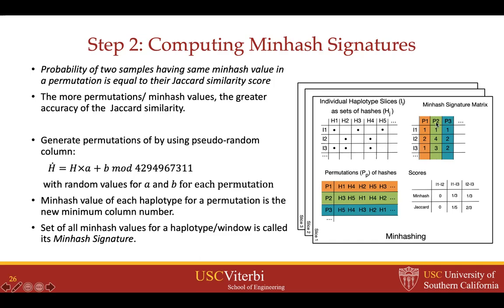So here you look at individual 2 for permutation 2. Does it have an H3 first? No, it doesn't. Does it have H5? No, it doesn't. H1? No, it doesn't. Oh, it has H4. Yes, it has. So it has a 4.